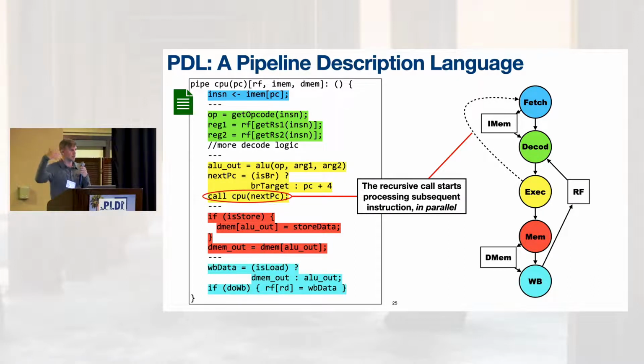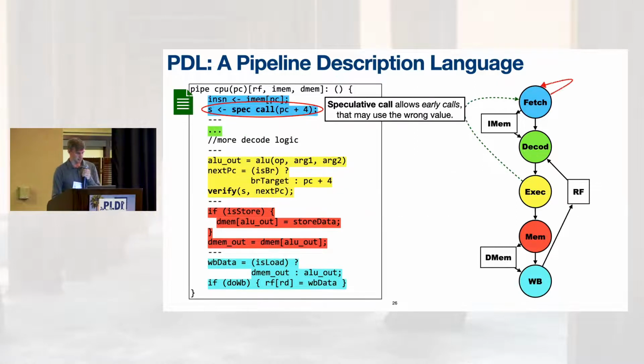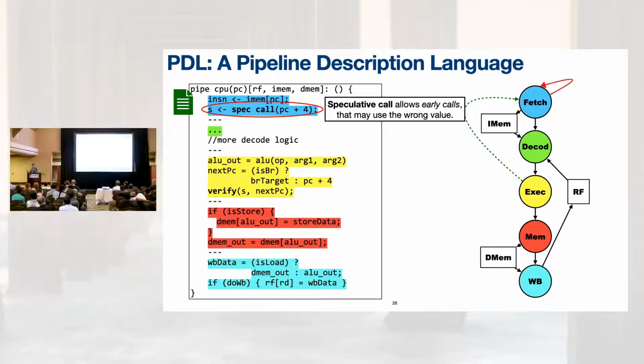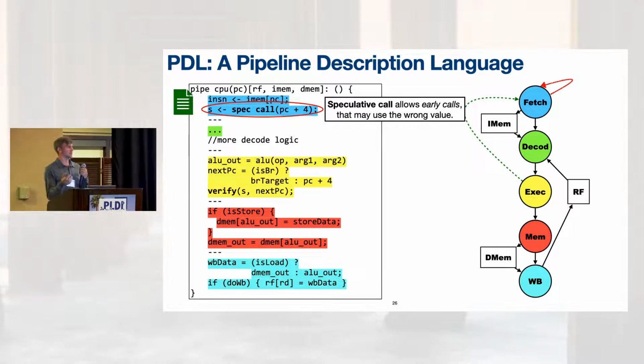When does it start processing the second, subsequent instruction? You'll note that this design is only going to start an instruction every 3 cycles. So we're getting into speculation territory now. In PDL, speculation is explicit. In RTL, you're just writing down logic that implements speculation. Here, you need to use a speculative call primitive. And this allows you to implement exactly the next instruction prediction you'd like to do.